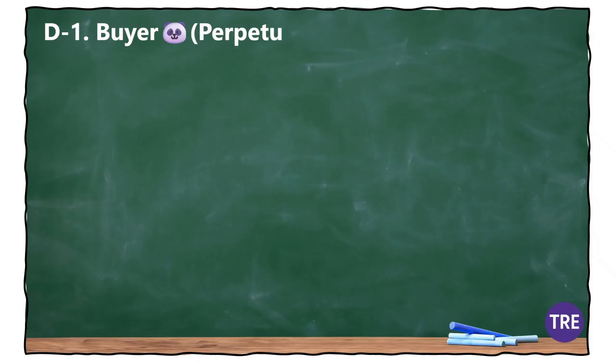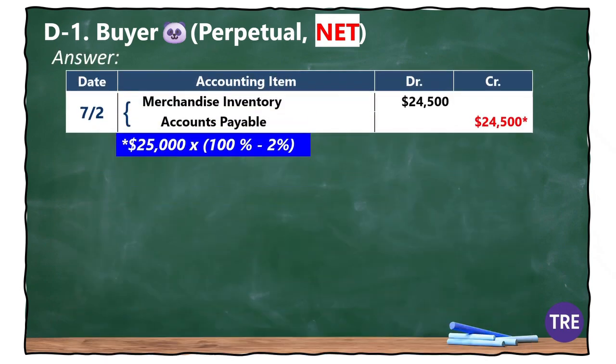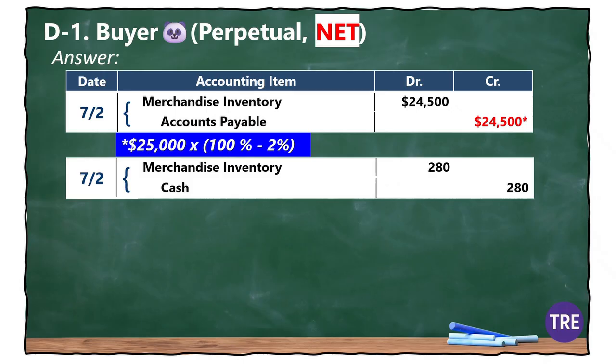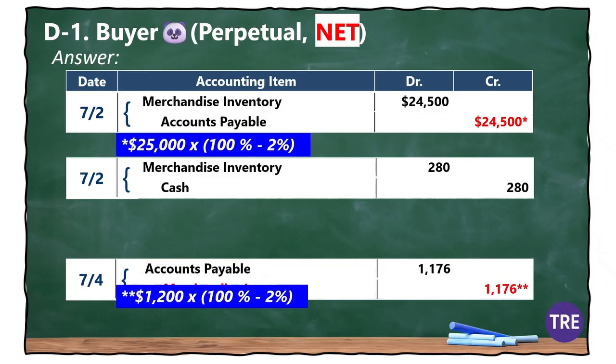Now, let's look at the perpetual system under the net method. The key idea of the net method is that the buyer assumes the discount will be taken from the very beginning. So purchases are recorded at the net discount amount. On July 2nd, goods of $25,000 are purchased but recorded at $24,500. Debit merchandise inventory and credit accounts payable. Freight of $280 is added to inventory.